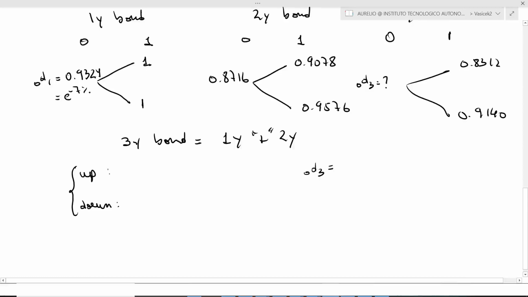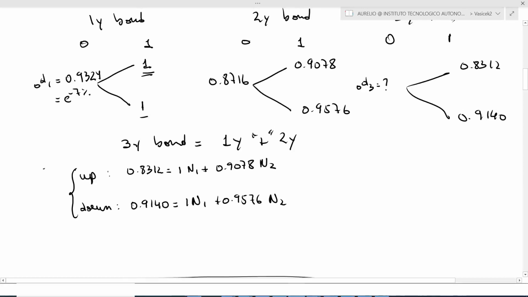In the up scenario, the 3-year bond pays 0.8312, and then it asks how many units of bond 1 do I need. So this would be 1, since it pays $1, N1 and 1 plus 0.9078 N2. In the down scenario, the 3-year bond pays 0.9140 equals 1 N1, that's how much the 1-year bond pays, plus 0.9576 N2. Now, when we solve for N1 and N2, we obtain that N1 is equal to minus 0.678 and N2 is equal to 1.66.